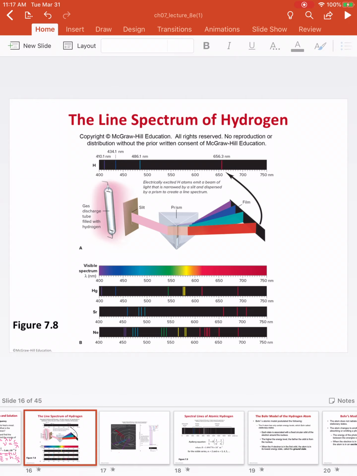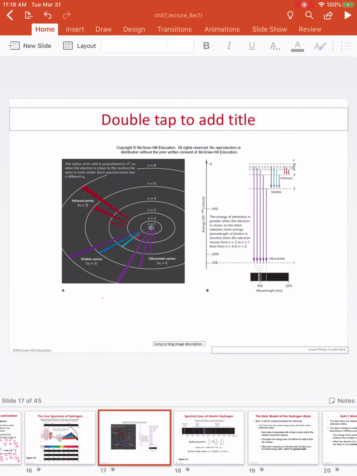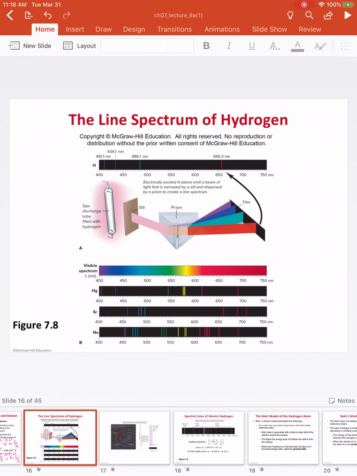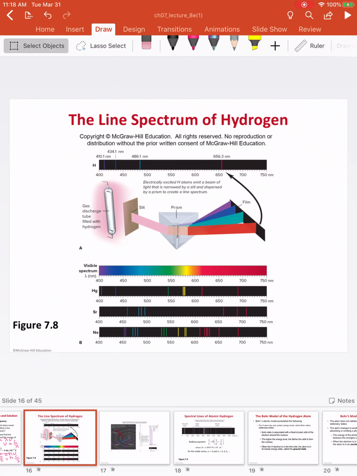Okay, so we're going to start from here. You are seeing the line spectrum of hydrogen. Why do we call this a line spectrum? Because we see lines in the hydrogen spectrum. If you remember from our previous lecture, we saw the visible spectrum, which is this one, and we can see all the colors in the rainbow, like the 7 colors.